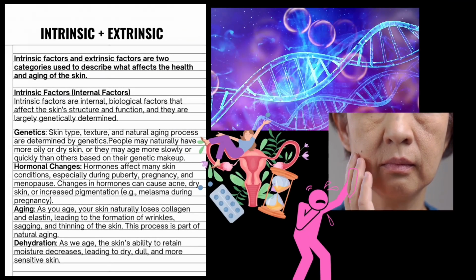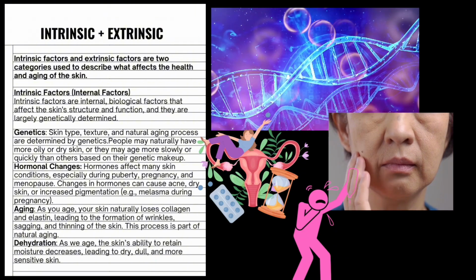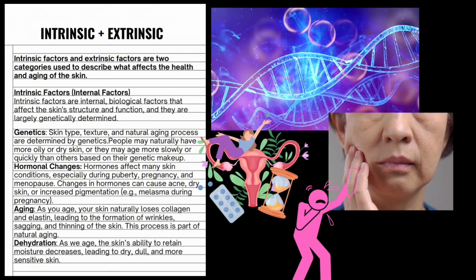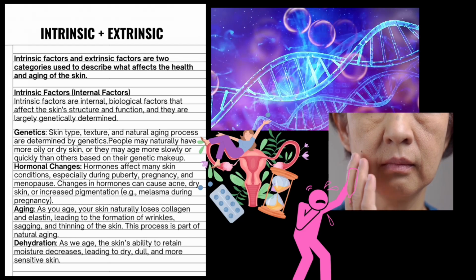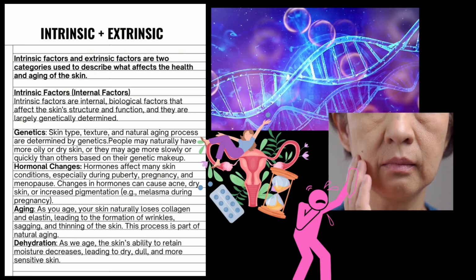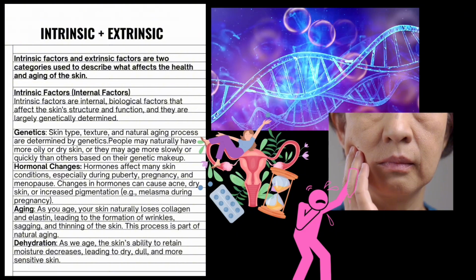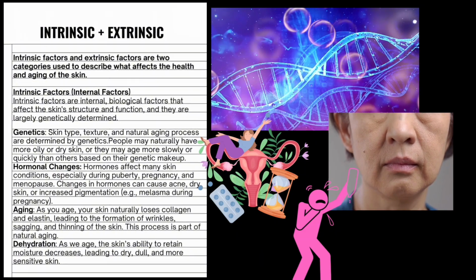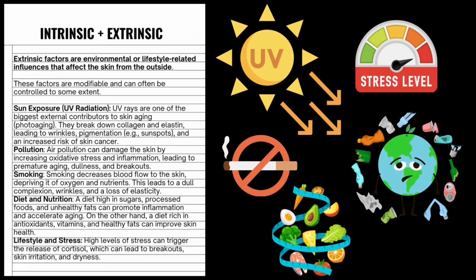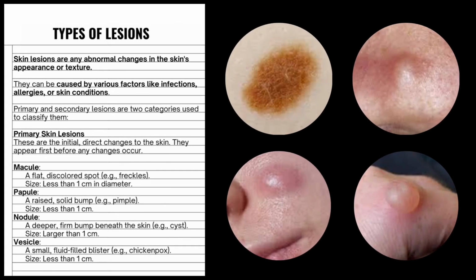Intrinsic factors and extrinsic factors are two categories used to describe what affects the health and aging of the skin. Internal factors are intrinsic factors, biological factors that affect the skin structure and function, and they are largely genetically determined. Extrinsic factors are environmental or lifestyle-related influences that affect the skin from the outside. These factors are modifiable and can often be controlled to some extent.